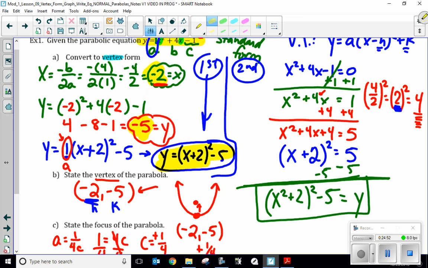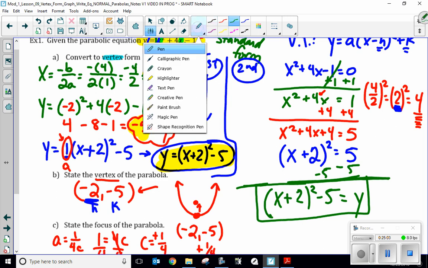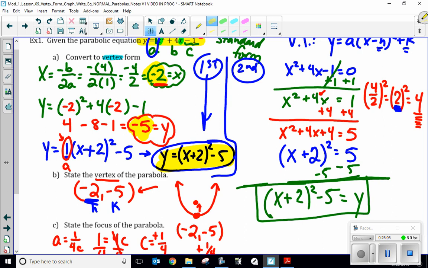y equals x plus 2 squared minus 5. Okay? y equals x plus 2 squared minus 5. The same exact thing. That was a little bit of work in algebra, but you can do it. You're smart.